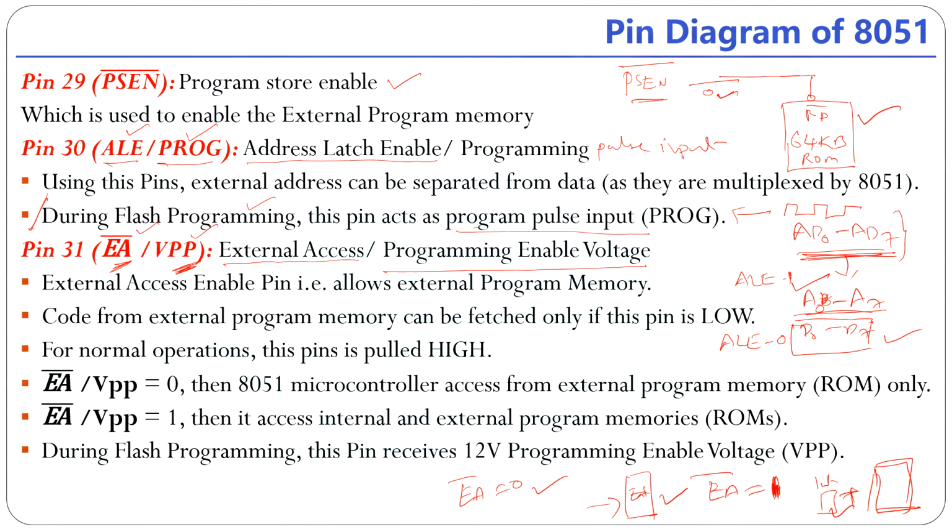Okay, VPP. During flash programming, the VPP pin provides the 12 volts programming enable voltage to the 8051 microcontroller. So flash programming requires a greater amount of power supply. That's why with the help of the VPP input, we can provide the 12 volts to the 8051 microcontroller.